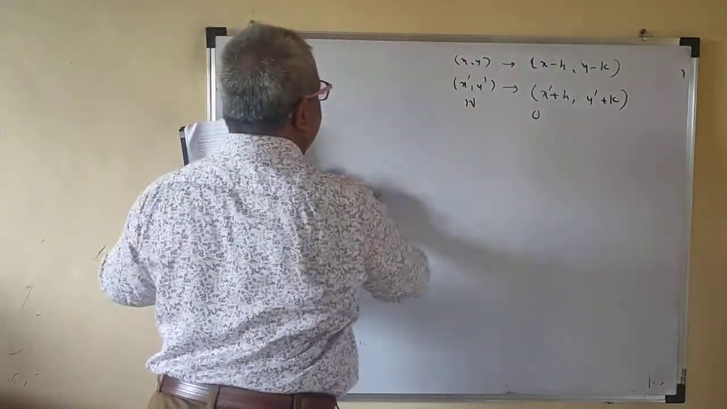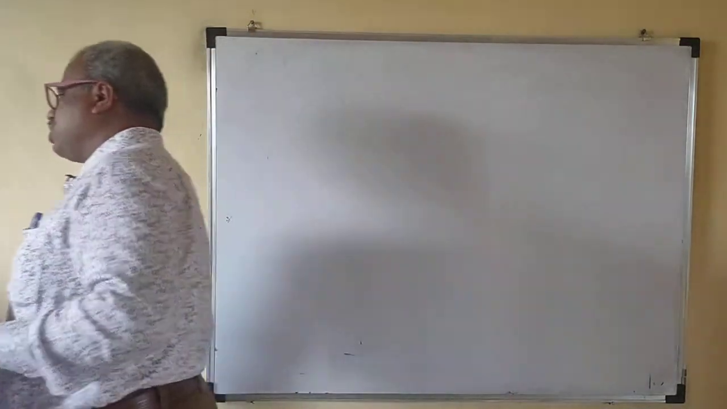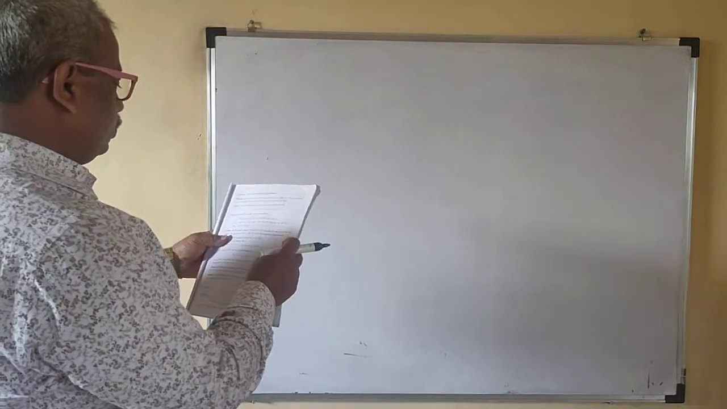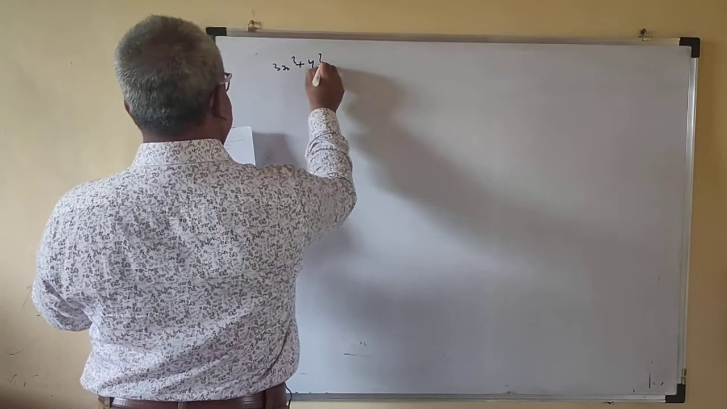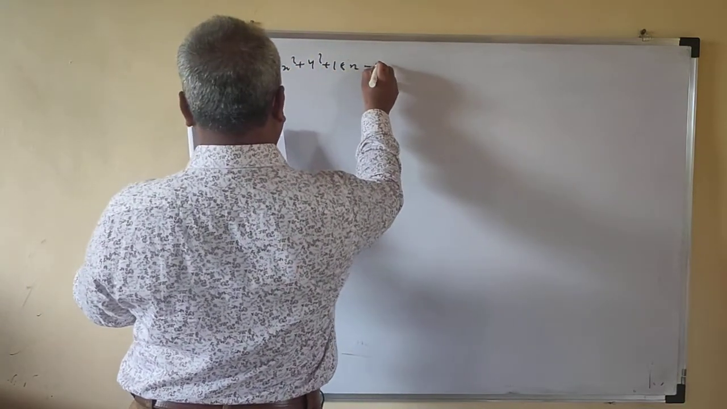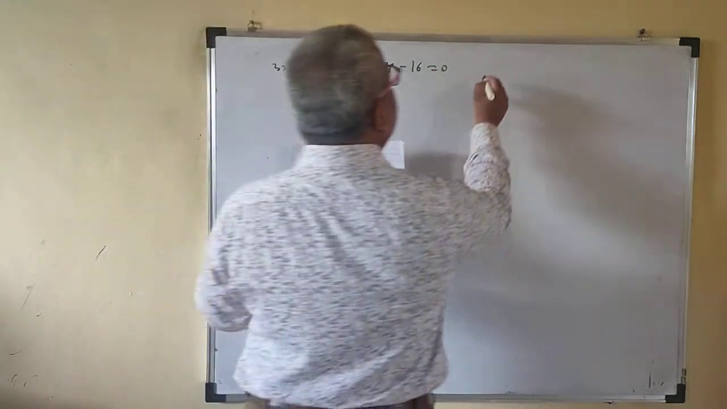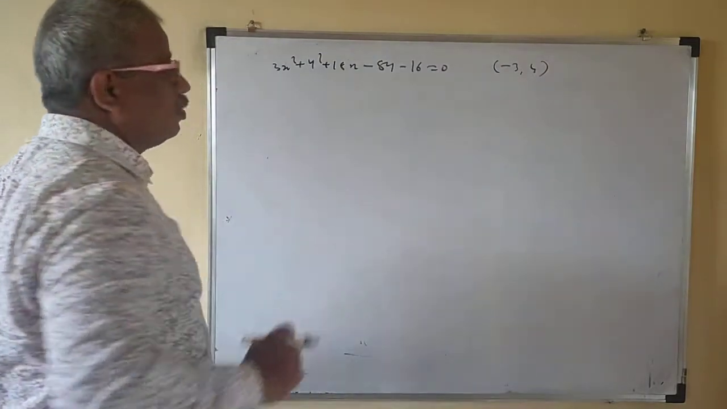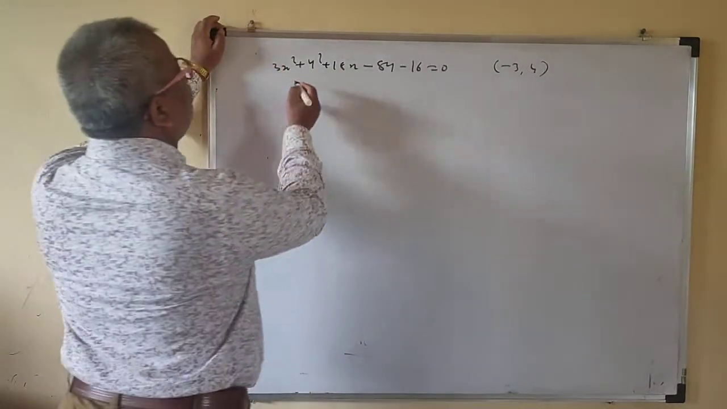This is the simplest way. Within 3 or 4 seconds, you can write the answer for this one. Suppose 3x² + y² + 18x − 8y − 16 = 0, and your origin is shifted to (−3, 4). You want the new equation. Easily you can write the new equation.